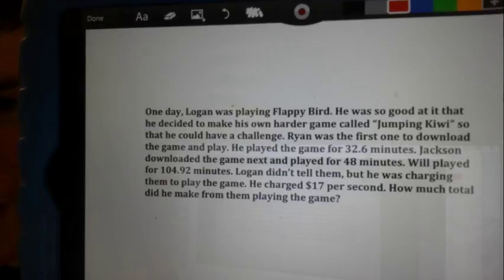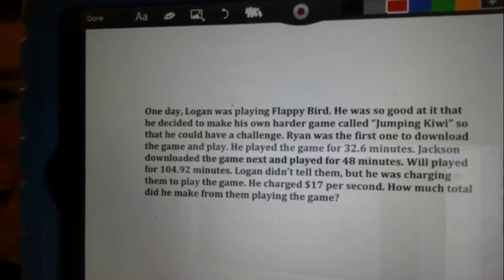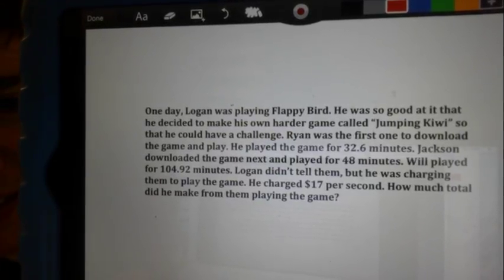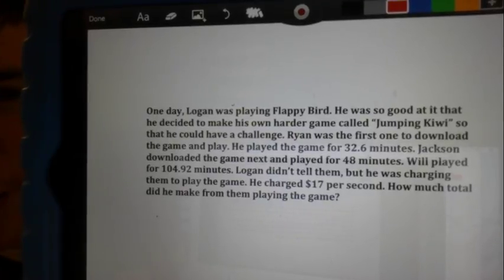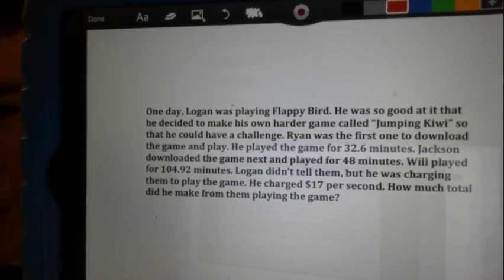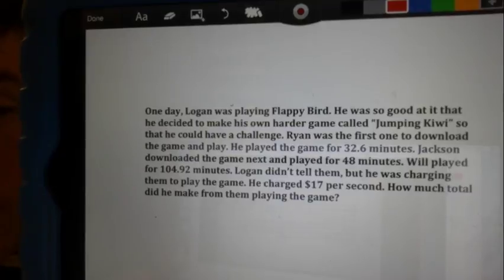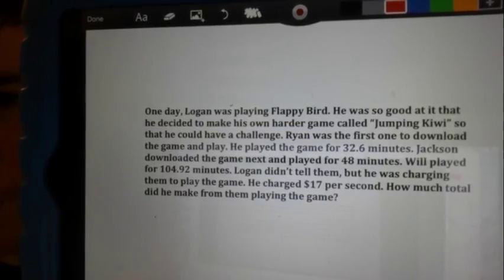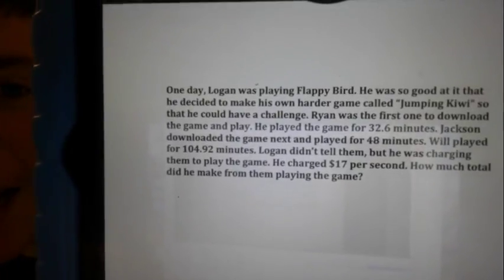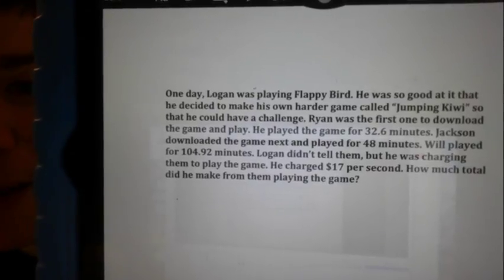Ryan was the first one to download the game and play. He played the game for 32 6/10 minutes. Jackson downloaded the game next and played for 48 minutes. Will played for 104 92/100 minutes. Logan didn't tell them, but he was charging them to play the game. He charged $17 per second. Come on, Logan. Give us a break. How much total did he make from them playing the game?